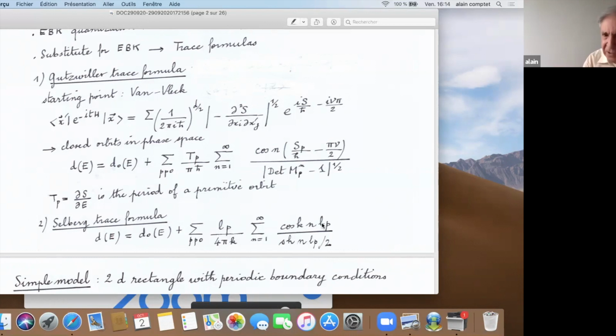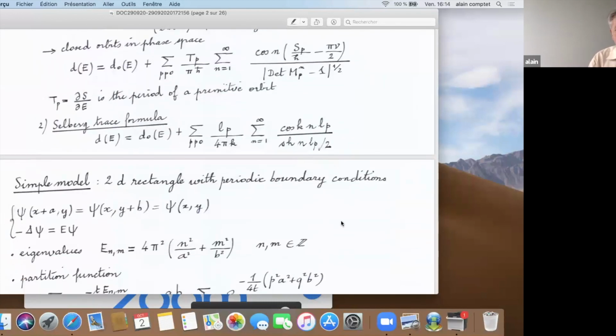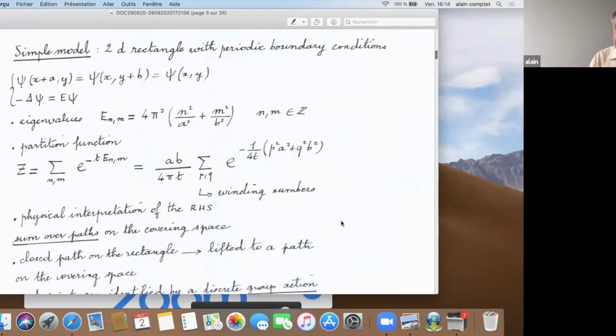So let me start. Maybe it will be helpful to show what is the essence of this trace formula. Let me start with a very trivial exercise. Probably it will be too trivial, but it shows the idea. The model that I would like to discuss briefly is a 2D rectangle with periodic boundary conditions. So in fact it is the torus. We have a free particle moving on the torus. This is just a very simple exercise.